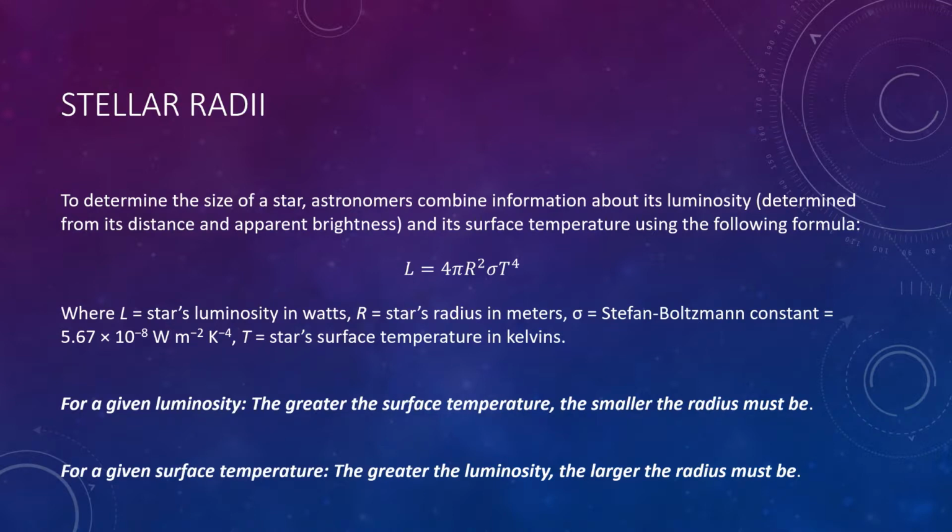To determine the size of a star, astronomers combine information about its luminosity, which you can determine from its distance and apparent brightness, and its surface temperature, using the following formula. L is equal to 4 pi r squared sigma T to the fourth, where L is the luminosity in watts, r is the star's radius in meters, sigma is just a constant, you don't have to memorize it, it's just a number that you plug in, and T is of course the surface temperature. Although this equation is a little bit longer than most, it's still quite simple. It's basically just saying that we can figure out the size of the star, say the radius, if we just know its luminosity and its temperature, that's all.